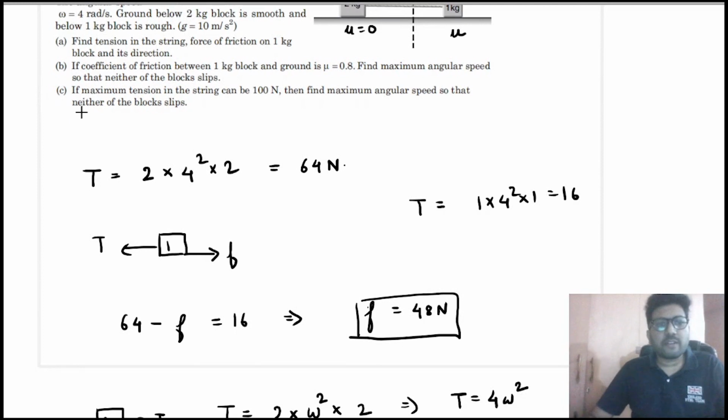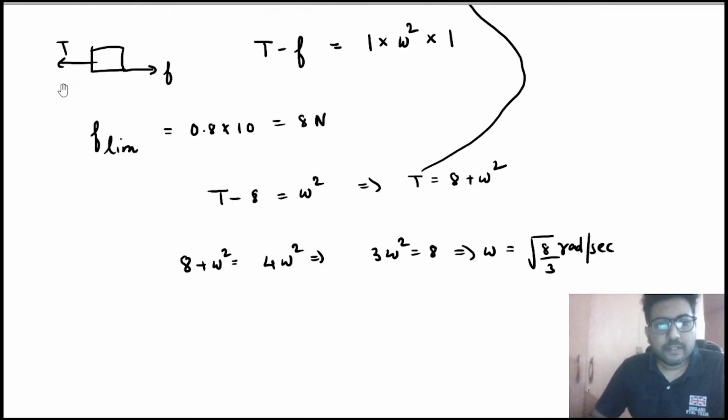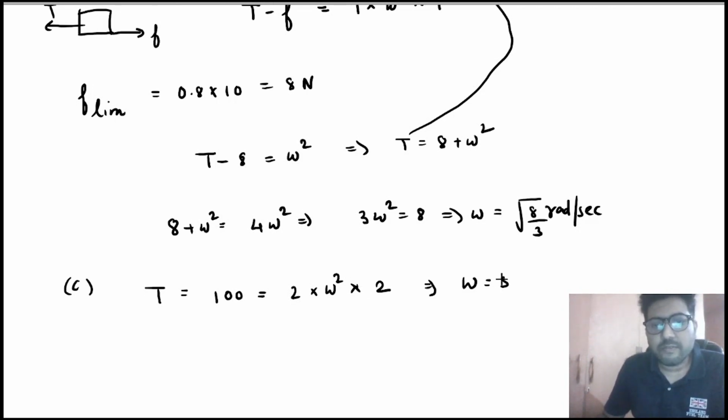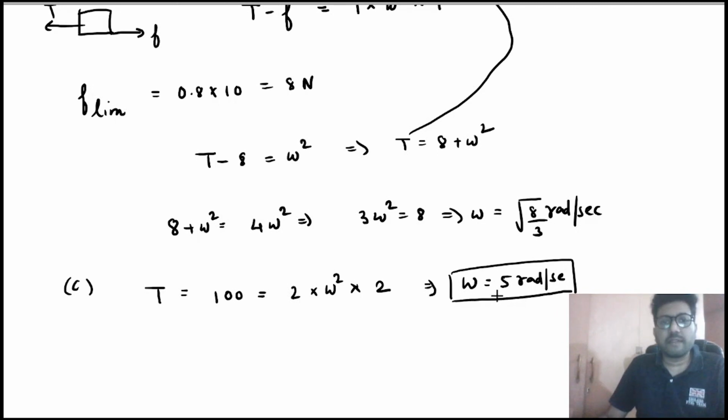Now in the C part of the question, it is given that the maximum tension in the string can be 100 Newton. Then find the maximum angular speed so that neither of them slips. So 100 is equal to 2 into omega square multiplied by R. R is 2 meter. So from this you will get omega is equal to 5 radian per second. So this is the maximum angular velocity for which they do not slip.